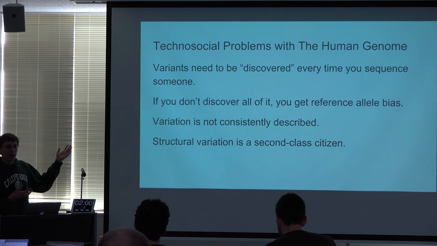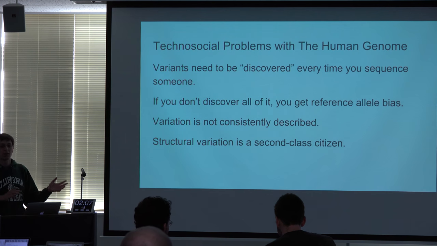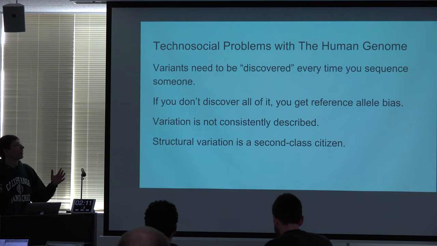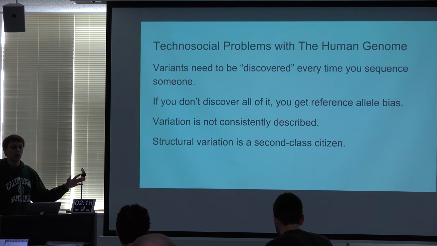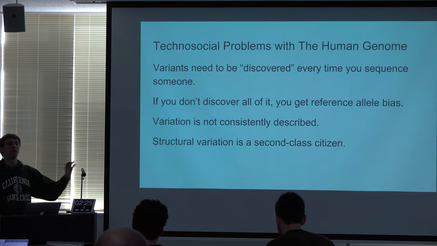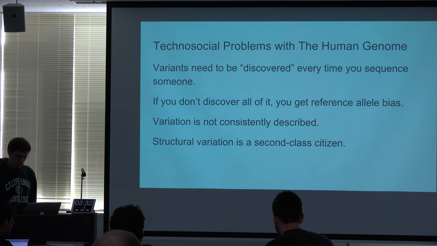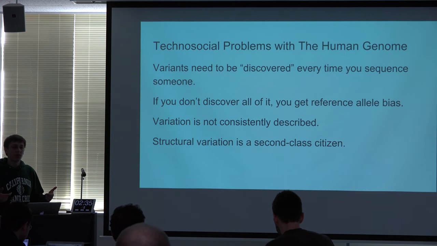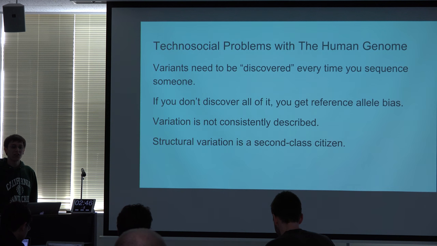So here's a list of the many problems with the linear human reference genome. Every time you see someone, you have to rediscover a variant, or at least that's the way that VCF files make you think. If you don't have all your variants known when you're doing the variant calling, you're going to get reference allele bias. Or even when you're doing the mapping, because if you're mapping just to the reference genome without any variants, your reads that match the reference will map better, and that can introduce a bias. It's also difficult to describe variation consistently, because different people can discover it with different read alignments and name it differently when you spit out VCFs. And structural variation is just not handled well with any of the tools that we have right now, as far as I can tell.